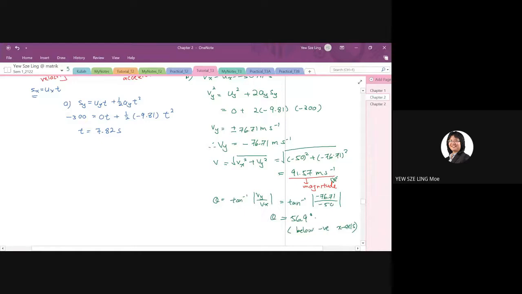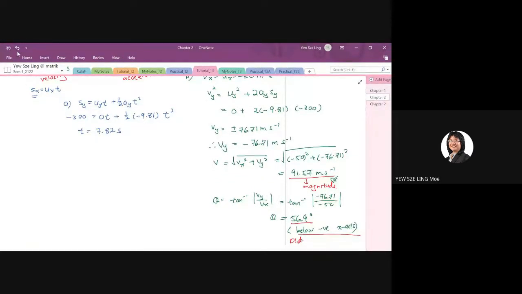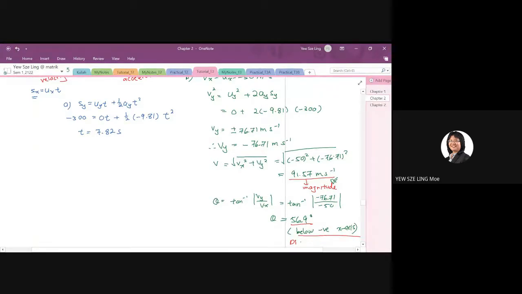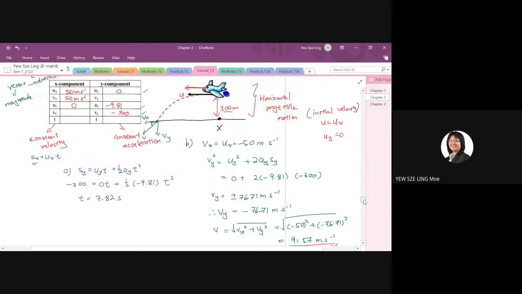So that is how we solve it. You must have both the magnitude and also the direction. This is what we call direction. Without direction, 1 mark will be deducted. So that is question B. Let's look at question C.